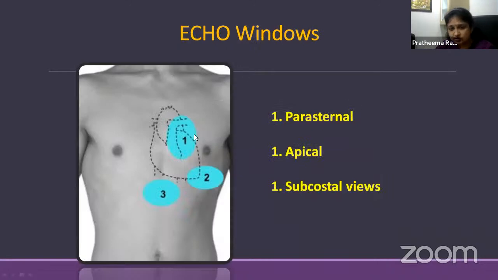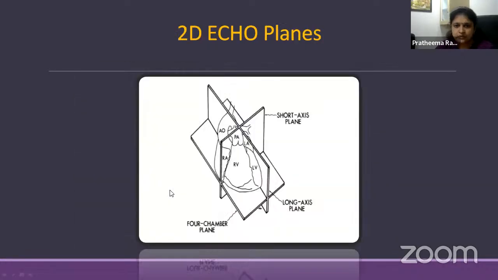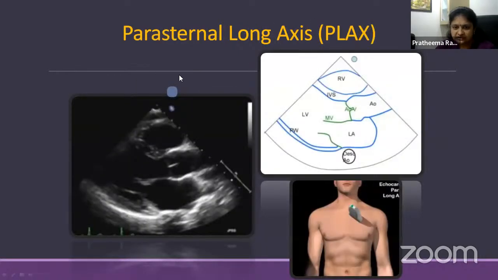So what are the echo windows? We have the parasternal, apical, and subcostal views. Sorry about the numbering. This is parasternal, this is apical, and this is subcostal. So we divide the heart into short axis plane and long axis, and in apical we can see the 4-chamber view. So just to put all these into one slide, this is a schematic diagram.